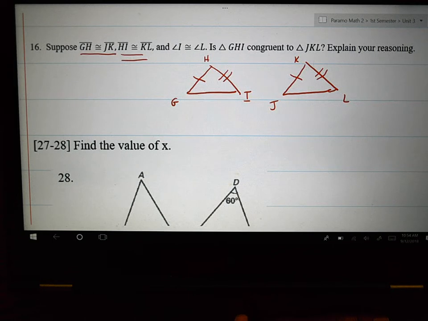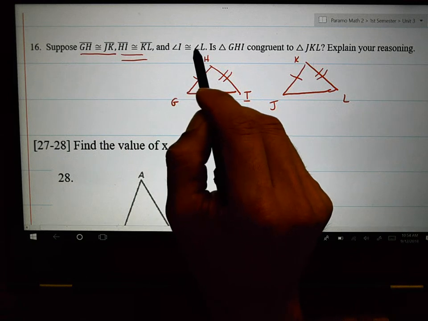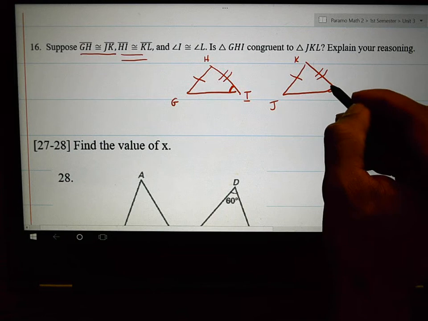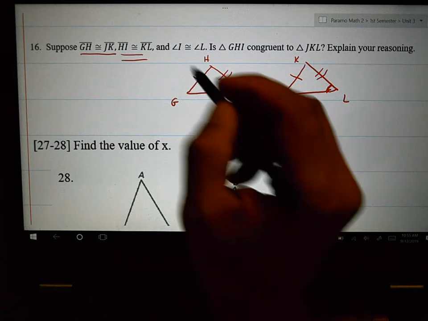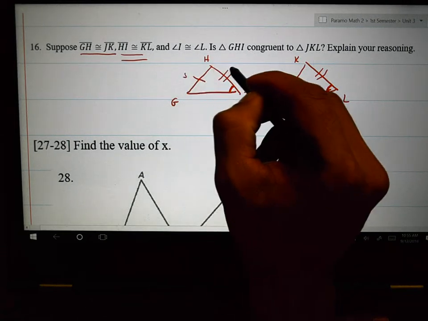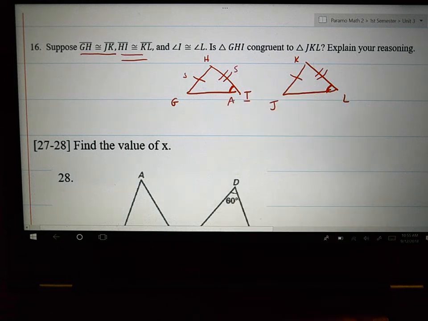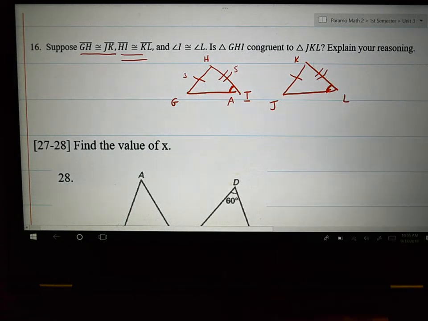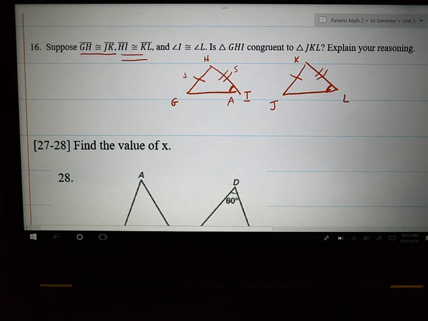The last thing that we have, 2 angles that are also congruent, angle I and angle L. I'm going to use an arc for the angles. And I put an arc for L as well. Now if I were writing this down, this is a side touching a side touching an angle. Are these 2 triangles congruent? Explain your reasoning. Can we say, does this match using one of the 5 postulates that we wrote down in our notes?